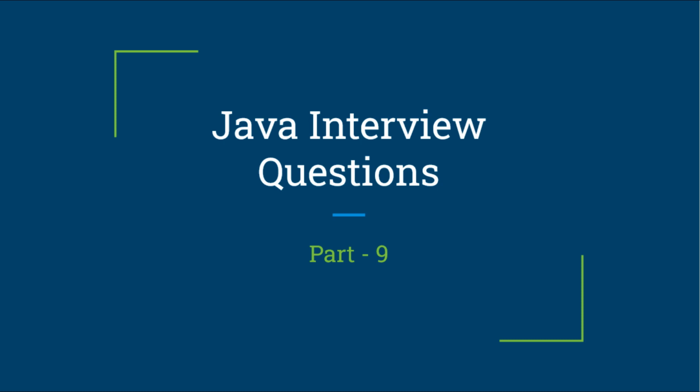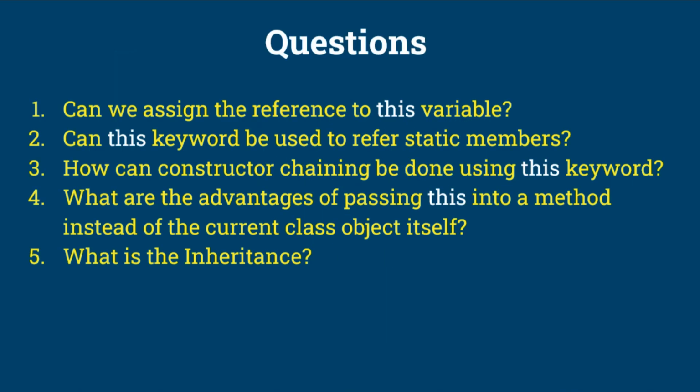You are watching part 9 of the full series of Java interview questions. These are the 5 questions we are going to discuss in this session. Can we assign the reference to this variable? Can this keyword be used to refer static members? How can constructor chaining be done using this keyword? What are the advantages of passing this into a method instead of the current class object itself? What is the inheritance?